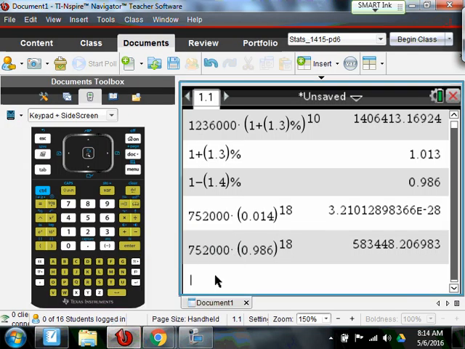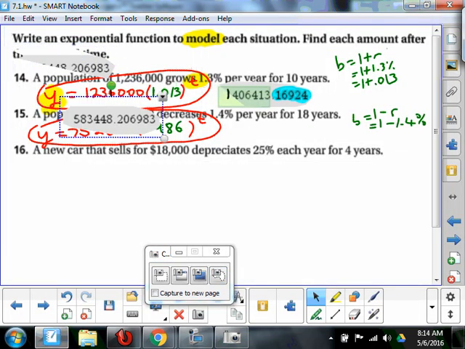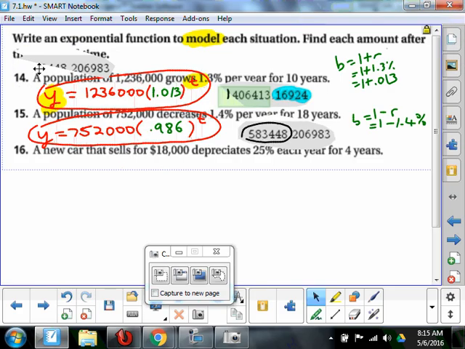And apparently I can't cut things out too well. So let's try that again. All right, so the second part of this, again, we use a chop-off method of rounding. You should have had 583,448 people. Anybody have that? Good. Questions, comments, concerns about it?